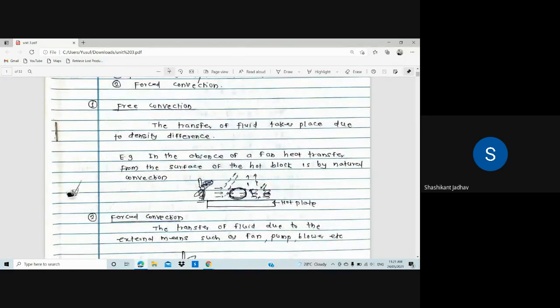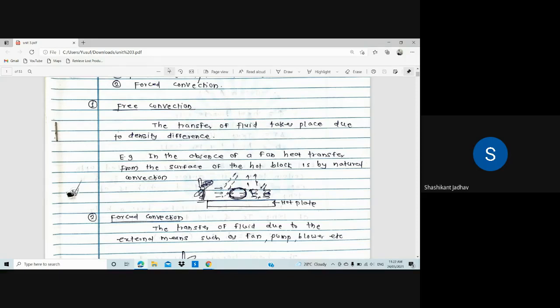And then what is meant by forced convection? Forced convection is nothing but the transfer of fluid due to the external means. म्हणजे जी काही लिक्विड असणार आहे किंवा जो काही गॅस असणार आहे त्याला जी काही मोशन असणार आहे ती आपण एक्सटर्नल डिव्हाइसचा यूज करून ती मोशन प्राप्त होणार आहे. The transfer of fluid due to the external means such as fan, blower, pump, etc.